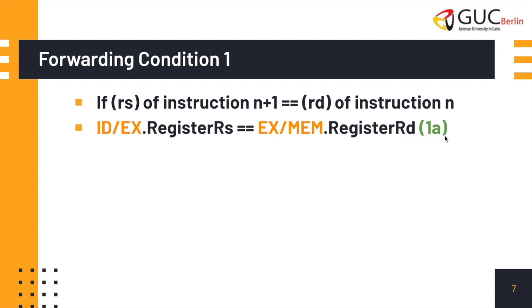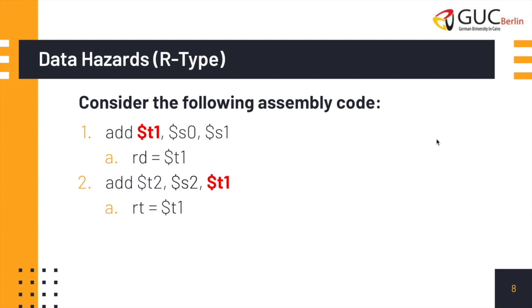It is really important to know that this is called condition 1a, because we have a second condition for 1. What if my source register is register RT, not RS? Like in this assembly code, I am performing the same addition, the value of S0 plus the value of S1, and storing it in register T1, so my destination register RD is T1. But in instruction 2, I am performing the value of S2 plus the value of T1 and storing it in T2. So now T1 is not my RS. T1 is my RT register.